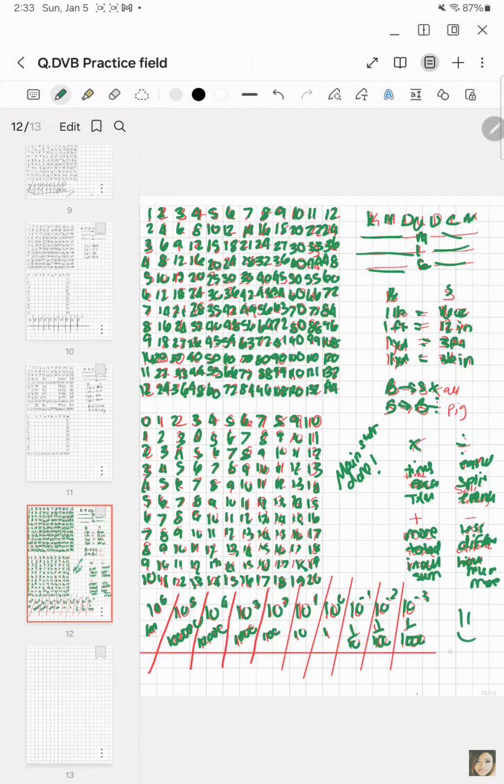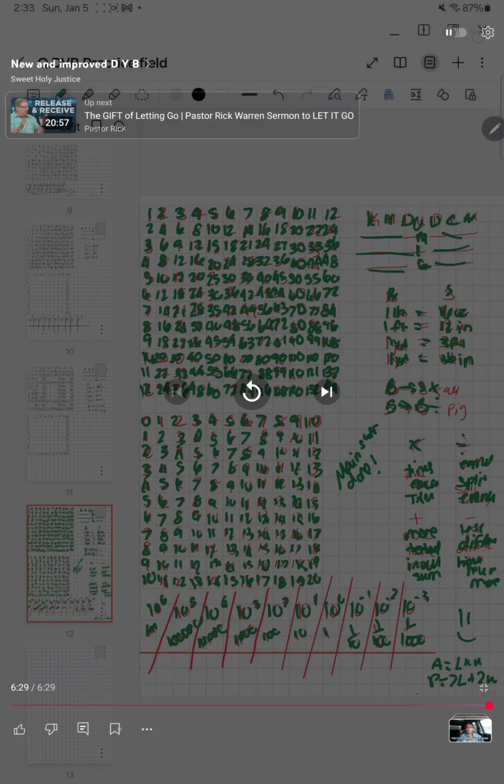So again, I'm done with most of this. I decided to add the formulas for area and perimeter. A equals length times width, P equals 2L plus 2W.